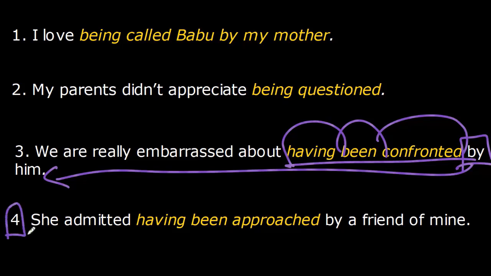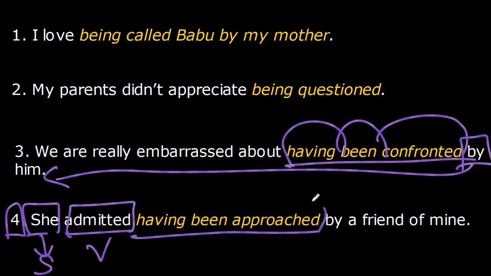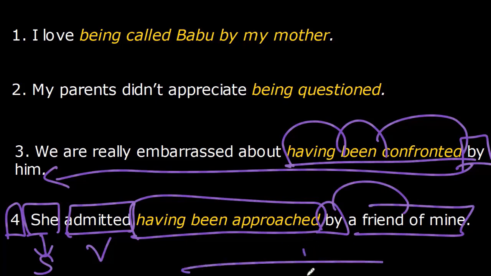Fourth example: she admitted having been approached by a friend of mine. She is my subject here. Admitted is the verb, and this is referring to a past time. Admitted what? Having been approached by a doer, a friend of mine. So let's say this is the present and this is a point in time in the past. This is when she admitted, and she admitted an action that she received in the past, prior to this time. So she admitted having been approached by a friend of mine.